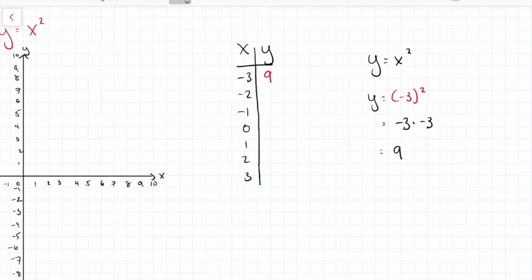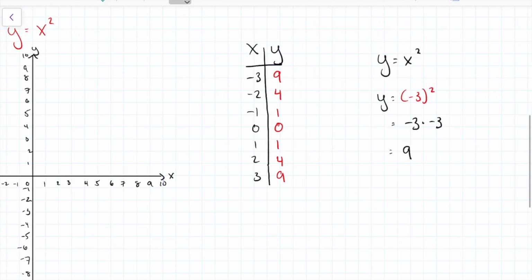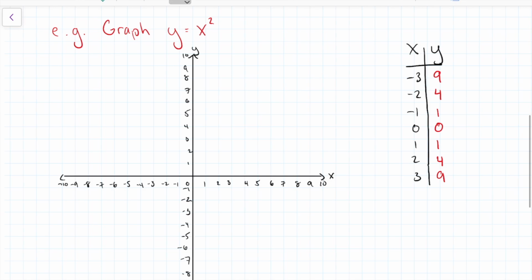And so we repeat the process. We can do it mentally. If we plug -2 in there, -2 times -2 is +4. -1 times -1 is +1. 0 times 0 is 0, and so on and so on. So we get 1, 4, and 9. So those are our 7 points that we're going to use for this particular parabola. So let's head on back over to our graph and plot those down.